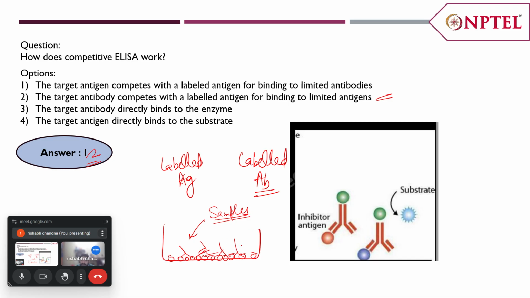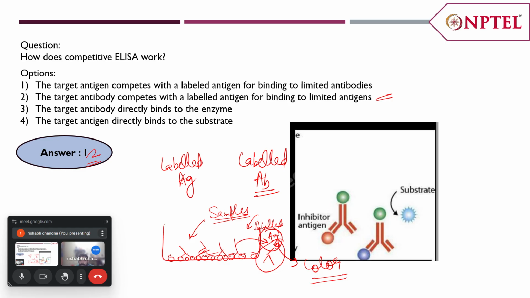Now here comes the second part, the competitive step. Either we use a labeled antigen or we use a labeled antibody. If we use a labeled antigen, the antibodies that are free in this environment and able to bind to this antigen will be detected, and this antigen is then used for color generation or detection.